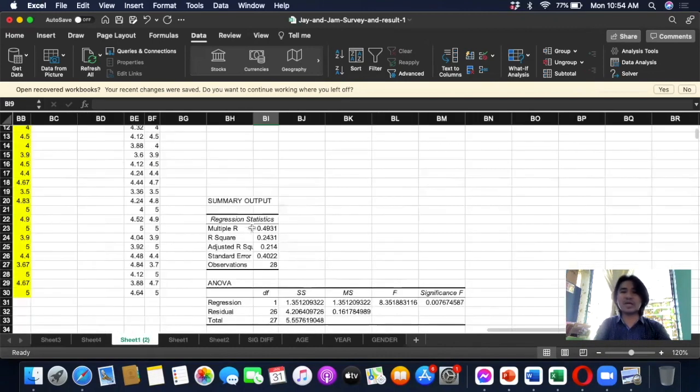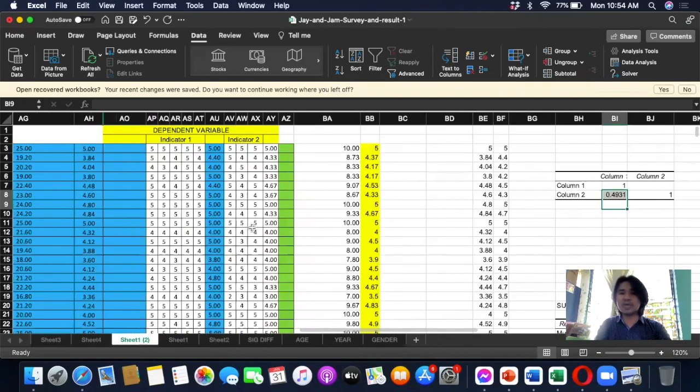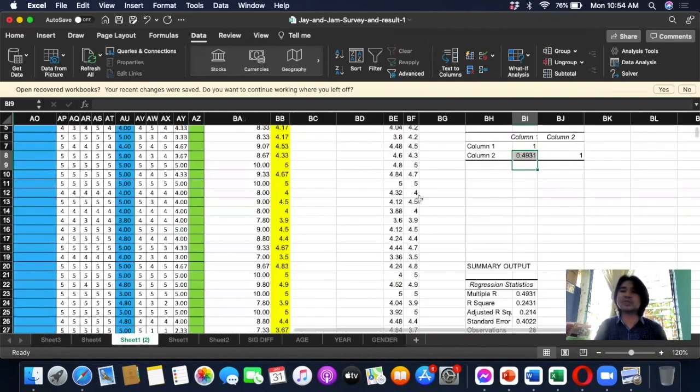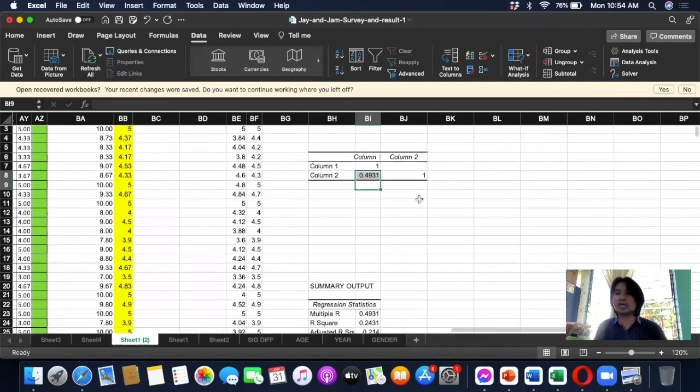So that will be our lesson for today. I'm really hoping that you understand how to solve for the significant relationship of our independent and dependent variable using correlation and using regression analysis on the add-ins tool pack of Excel.